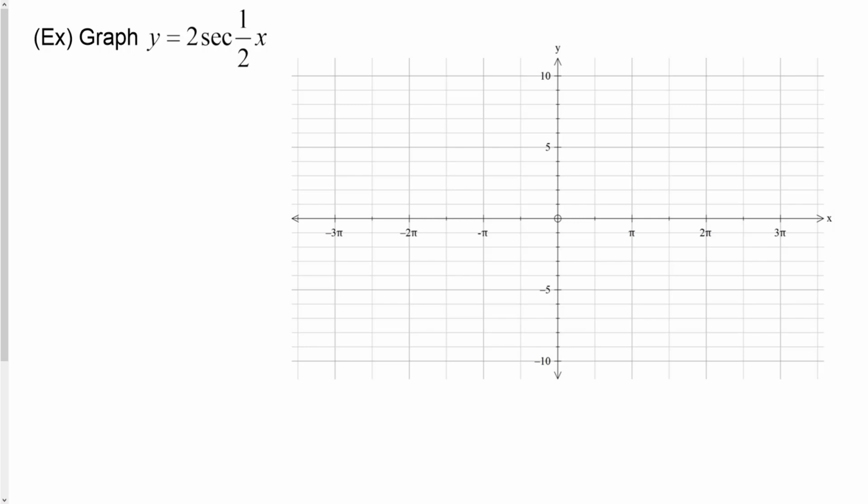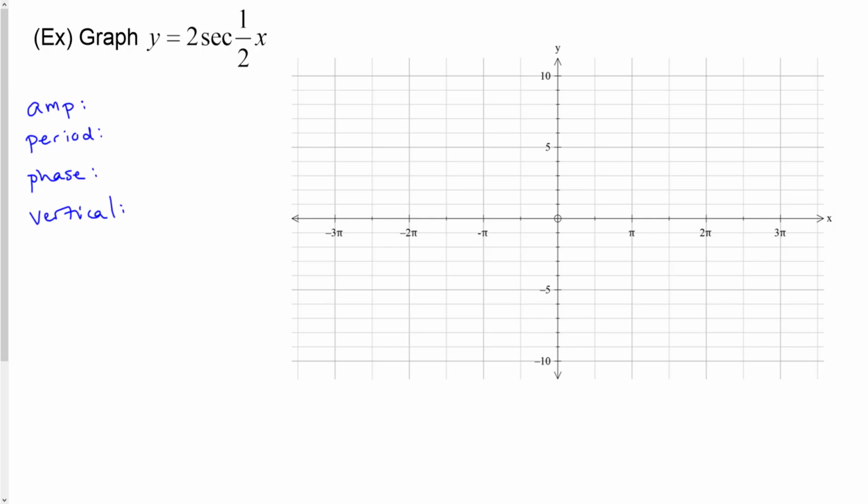So have y equals 2 secant 1/2 x, and secant is related to the cosine function. So essentially I'm going to draw the graph of cosine, and then I'm going to fill in the gaps from there. So the changes that could occur: amplitude, period, phase shift, or a vertical shift. And let's just describe which of these are occurring first and then go from there.